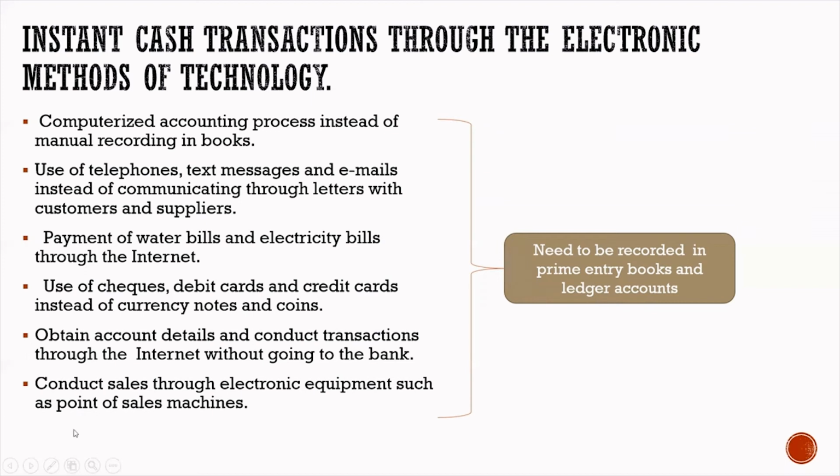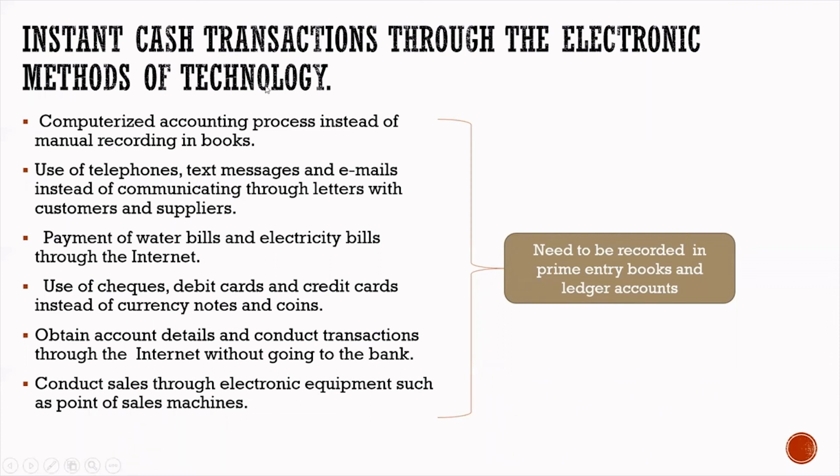We use checks, debit cards and credit cards instead of currency and notes to make payments. We obtain account details and conduct transactions through the internet without going to the bank physically. Also, we have sales through electronic platforms, and we use point of sale machines. Whether we use technology or not, one thing you have to remember is that all these things should be recorded in the prime entry books and ledger accounts.